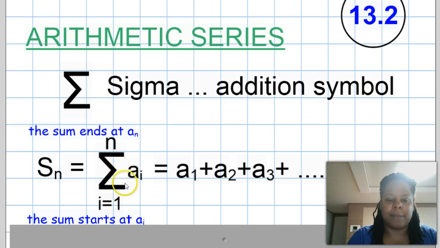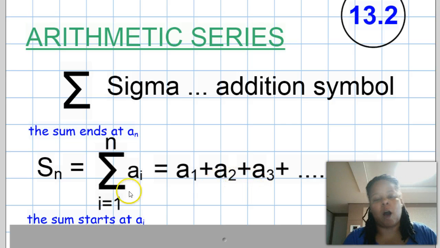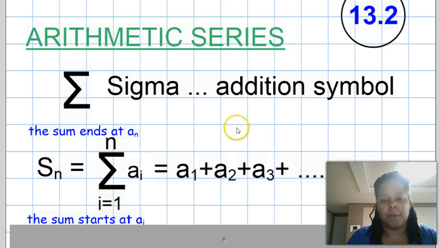So they're going to say the summation of a sub i, where a sub i is the arithmetic sequence. Okay, and how you calculate that is you take a sub 1, which is the beginning term, and add it to a sub 2, which is the next term, a sub 3, all the way up to a sub n. And after you have finished adding all those n terms up, then you have the sum, which is one number, S sub n. Okay? So it's very simple to understand, but let's take a look at an example.